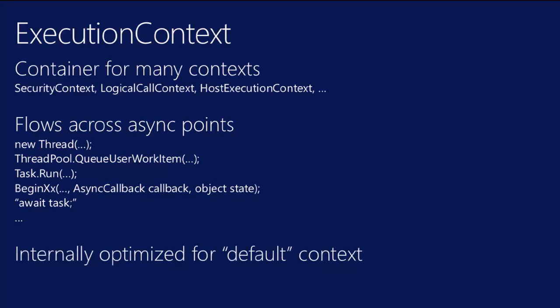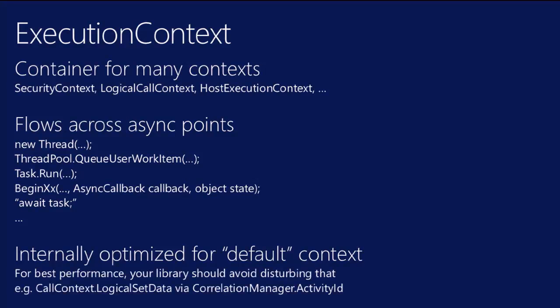So we're internally optimized here for this default context, right? Assuming that you didn't change it is actually a reasonable assumption, because most apps don't have a need to set any of these ambient things that affect it. For example, if you're setting correlationManager.activityID, this is some API you can set. If you set it, it's going to set up some of this ambient context. We'll flow it correctly everywhere. But we assume you don't, right?